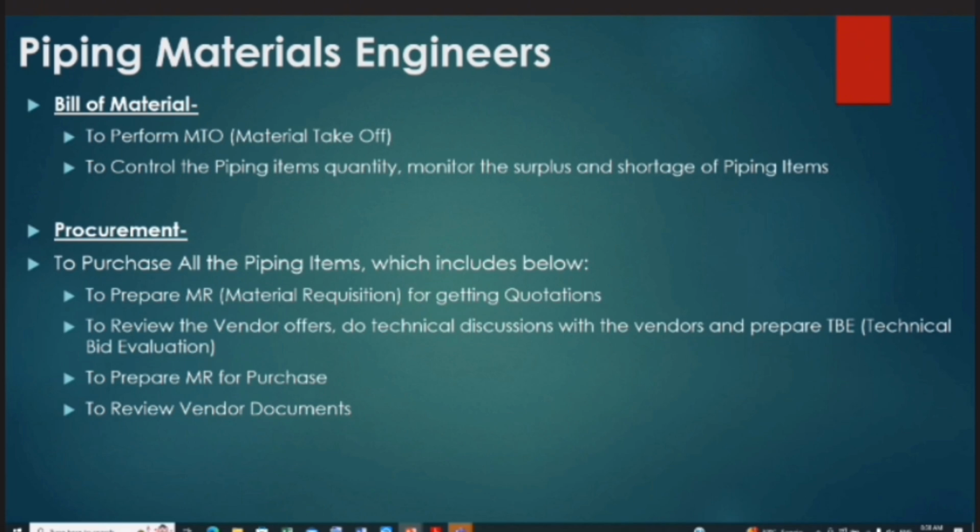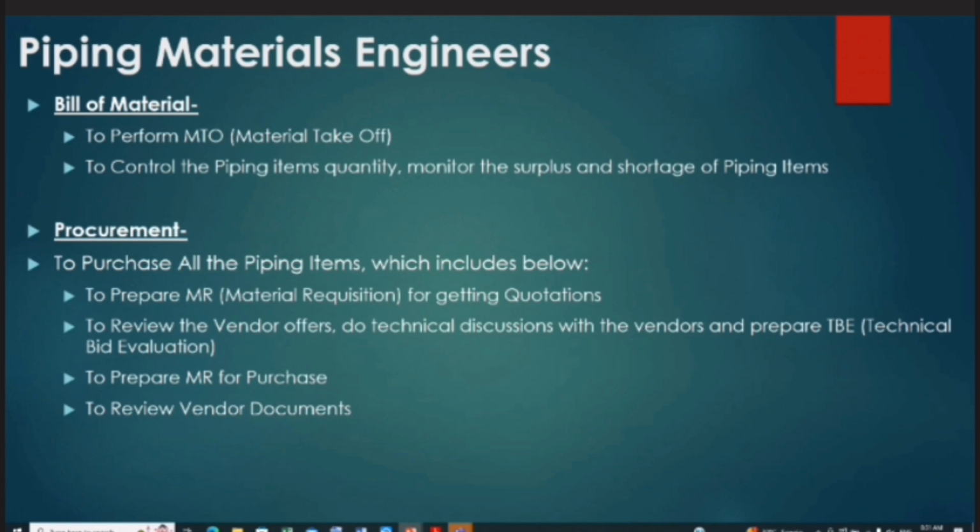Sometimes in a few companies, this procurement is in the scope of different engineers, procurement engineers given for this task for the quantities also. But in many organizations, the piping material engineer will also control the quantities, and the procurement engineer will only coordinate with the vendors for the commercial purpose. For the technical purpose, the piping material engineer is responsible.